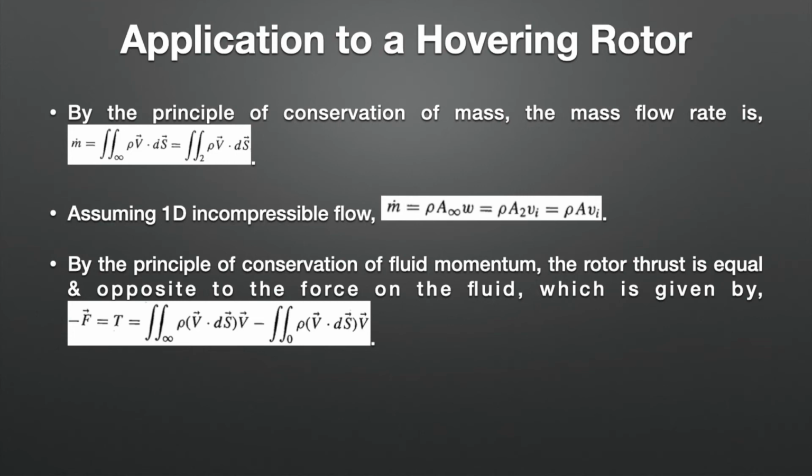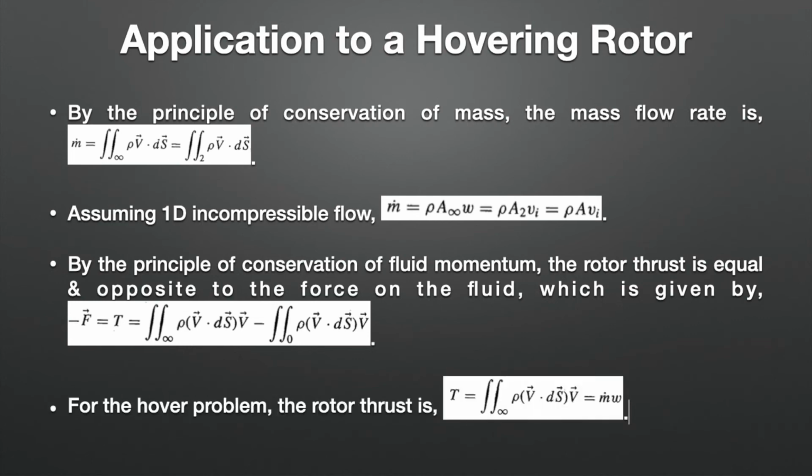As in hovering flight, the velocity well upstream of the rotor is quiescent, the second term on the right hand side of the above equation is 0. The second term, that is double integration at the region at the cross section 0. Therefore, for the hovering problem, the rotor thrust can be written as a scalar equation T is equal to double integration at vena contracta region rho into V dS into V, that's equal to m dot into w, m dot into w. So this gives you a scalar equation.